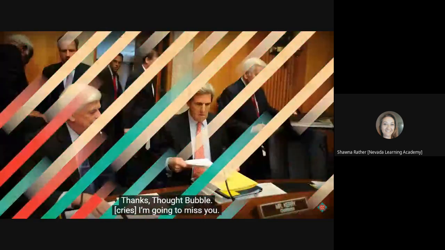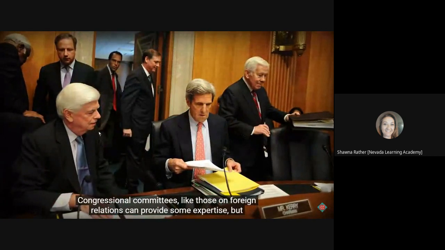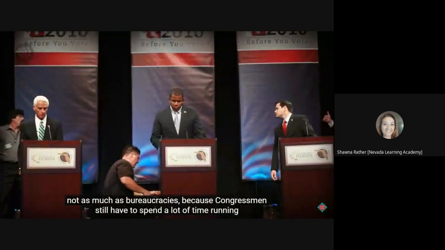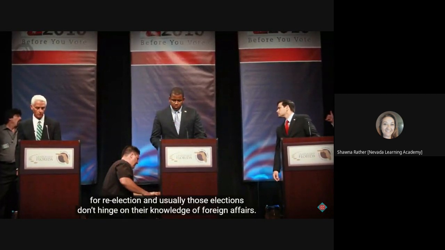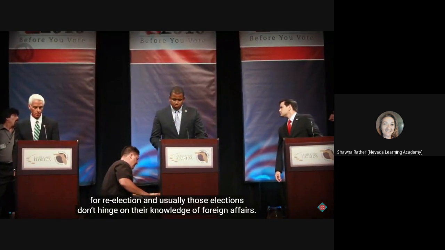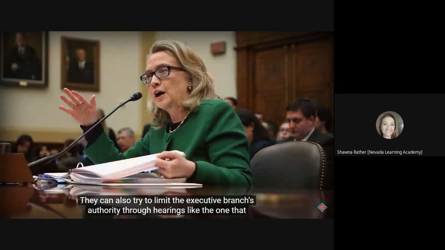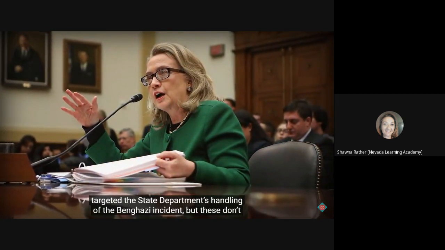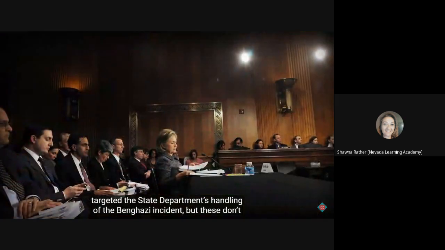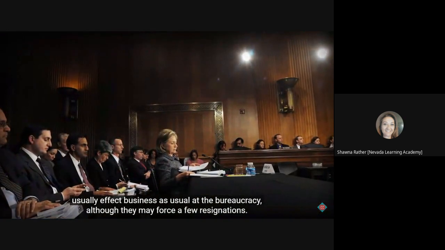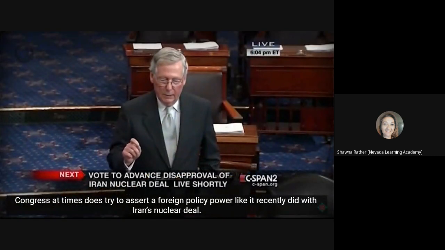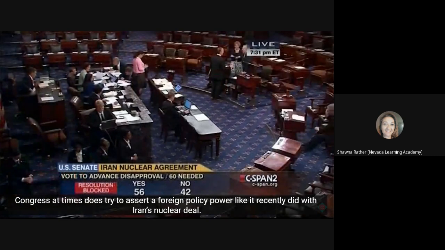Congressional committees, like those on foreign relations, can provide some expertise, but not as much as bureaucracies, because congressmen still have to spend a lot of time running for re-election, and usually those elections don't hinge on their knowledge of foreign affairs. They can also try to limit the executive branch's authority through hearings, like the one that targeted the State Department's handling of the Benghazi incident, but these don't usually affect business as usual at the bureaucracy, although they may force a few resignations.